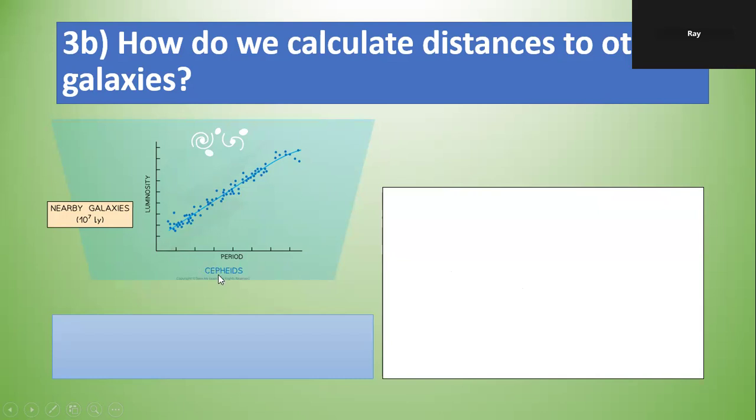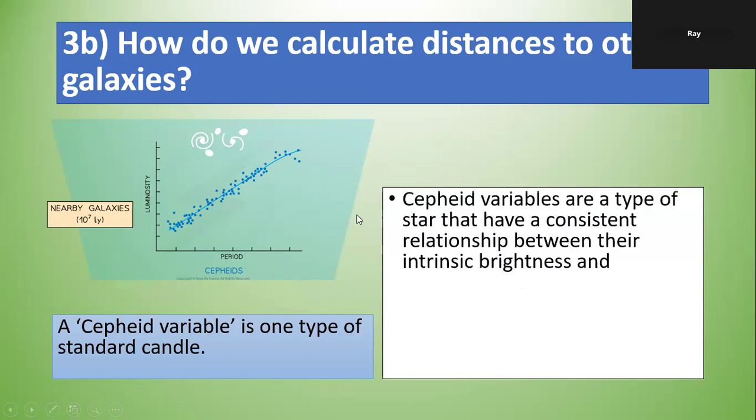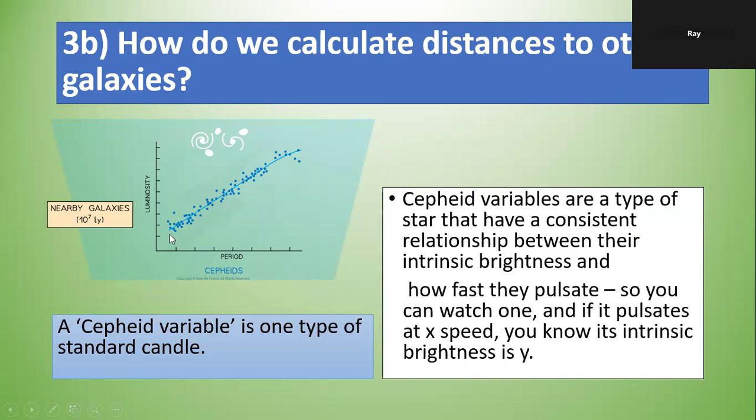We can draw for Cepheid stars. Cepheid variable is a type of standard candle. Right? You can measure the period and the luminosity. Cepheid variables are a type of star that have a consistent relationship with their intrinsic brightness and how fast they pulsate. Right? This is the period of pulsation. So you can watch one, and if it pulsates at x speed, from the speed we can convert to period, and then from period you can calculate the luminosity, y, brightness.